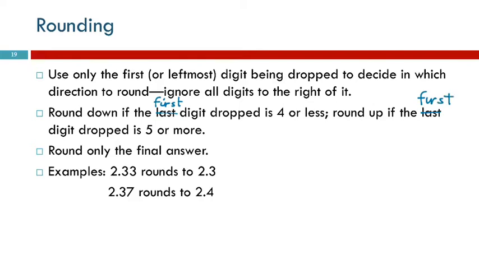If the first digit that's getting dropped is 4 or less, you round down. If it's 5 or greater, you round up. So 2.33, if we're rounding to 2 significant figures, we're going to keep the tenths place. We look at this 3, that's less than 5, so we round this down to 2.3. 2.37, rounding to 2 sig figs. The 7 means we have to round this up to 2.4. Any questions?